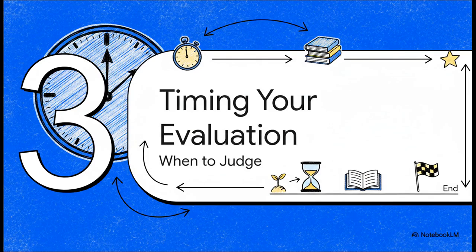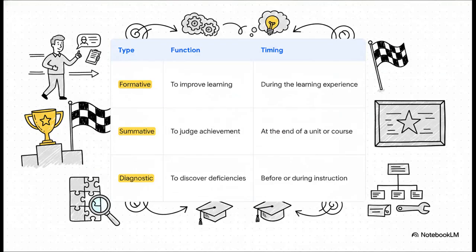Okay, so we've got the what and the how down. But the when is just as critical. The entire purpose of an evaluation can completely change depending on when you decide to do it. And this table breaks it down perfectly. You've got formative evaluation, which happens during the learning process. Think of it like a coach shouting tips from the sideline during a game. It's all about improving performance right now.